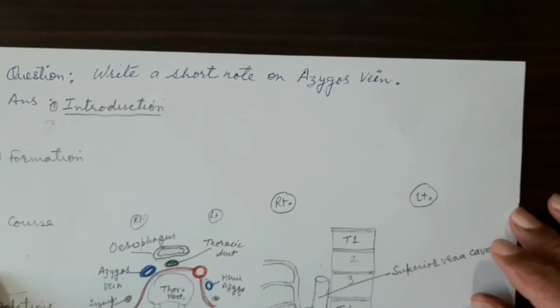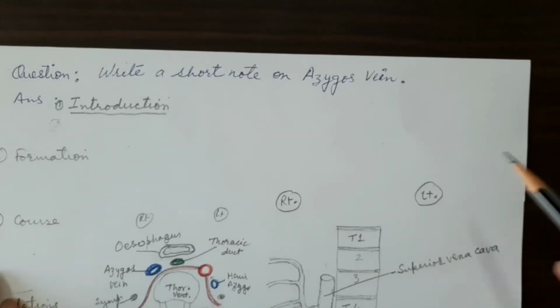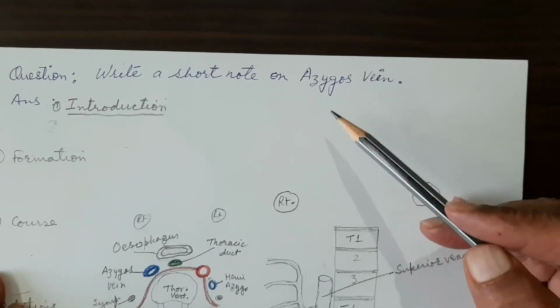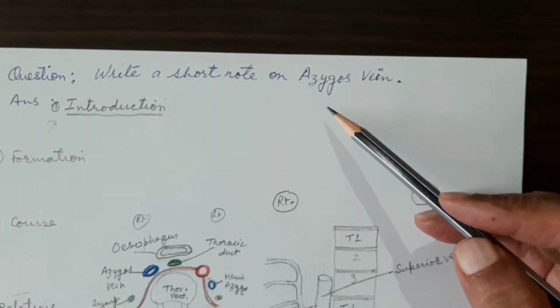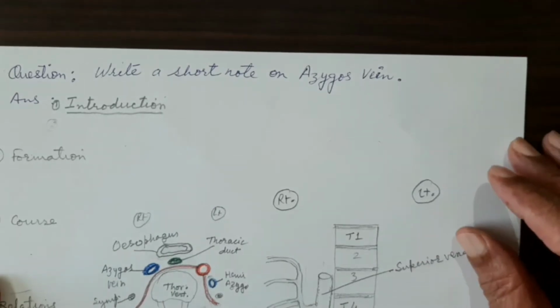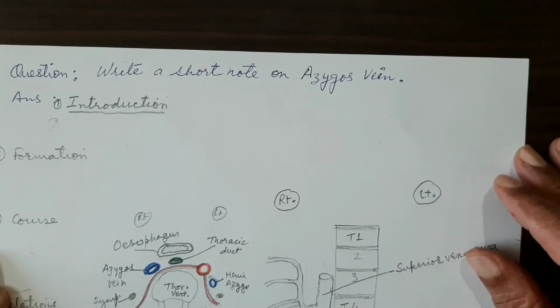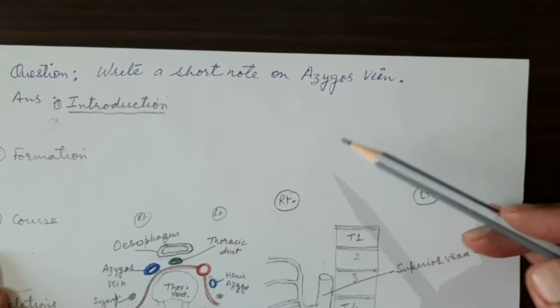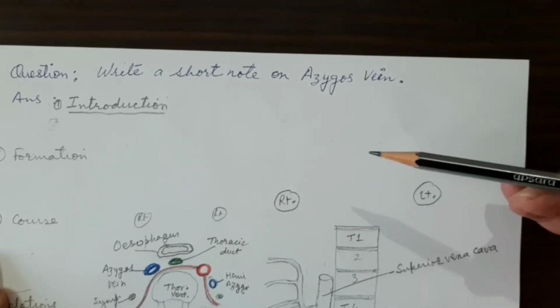Good evening, students. This is a short note on the azygos vein. Sometimes this azygos vein is asked because it drains the thoracic wall and part of the abdomen also, okay? The posterior part of the abdomen.